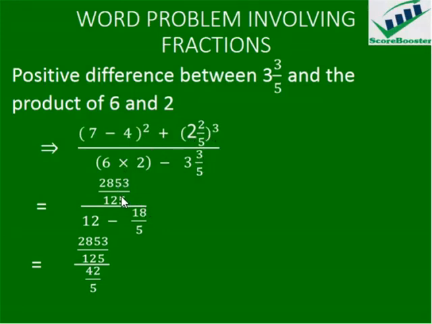2,853 divided by 125, and here 6 times 2 is 12 minus, you change this to an improper fraction, 5 multiplied by 3, 15. 15 plus 3 will give 18 over 5. So you do the same thing. This is subtraction of fractions. 12 can be written as 12 over 1. And when you do that for this, you have 42 over 5. You can try it on your own. Since I've explained it to you on 3 different occasions, you can try it on your own.